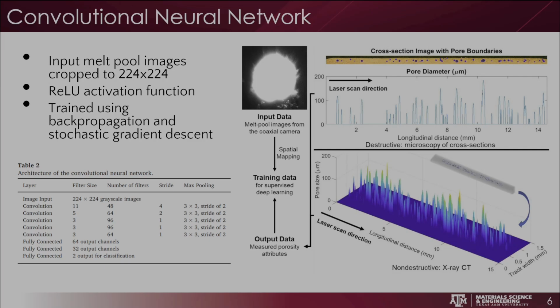Table 2 in the bottom left shows the architecture of the convolutional neural network, which shows 5 convolutional layers as well as 3 fully connected nodes with 2 outputs at the end for either binary 0 or 1 classifying if the region has a pore or not.